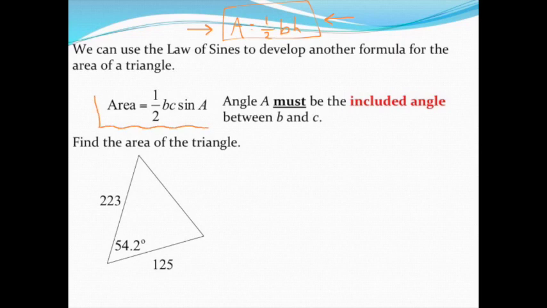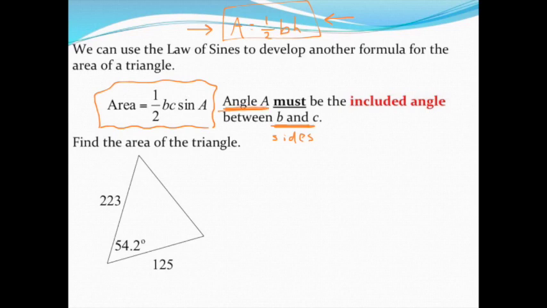So here's my formula. It's 1/2 times b times c times the sine of A. Those letters could be any letters really, but what's important to note is that whatever your angle is, in this case angle A, it must be the included angle, the angle in between sides b and c. So they may change names, they may not be A, b, and c, but as long as you have two sides with the angle in between them, you can use this formula.